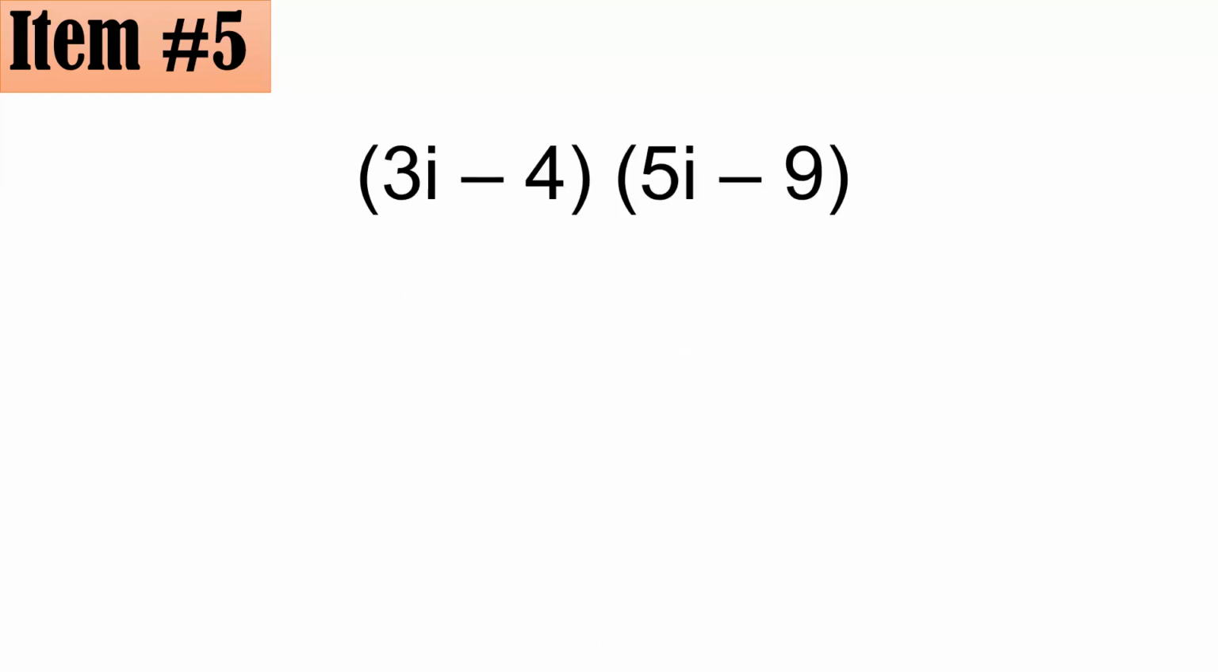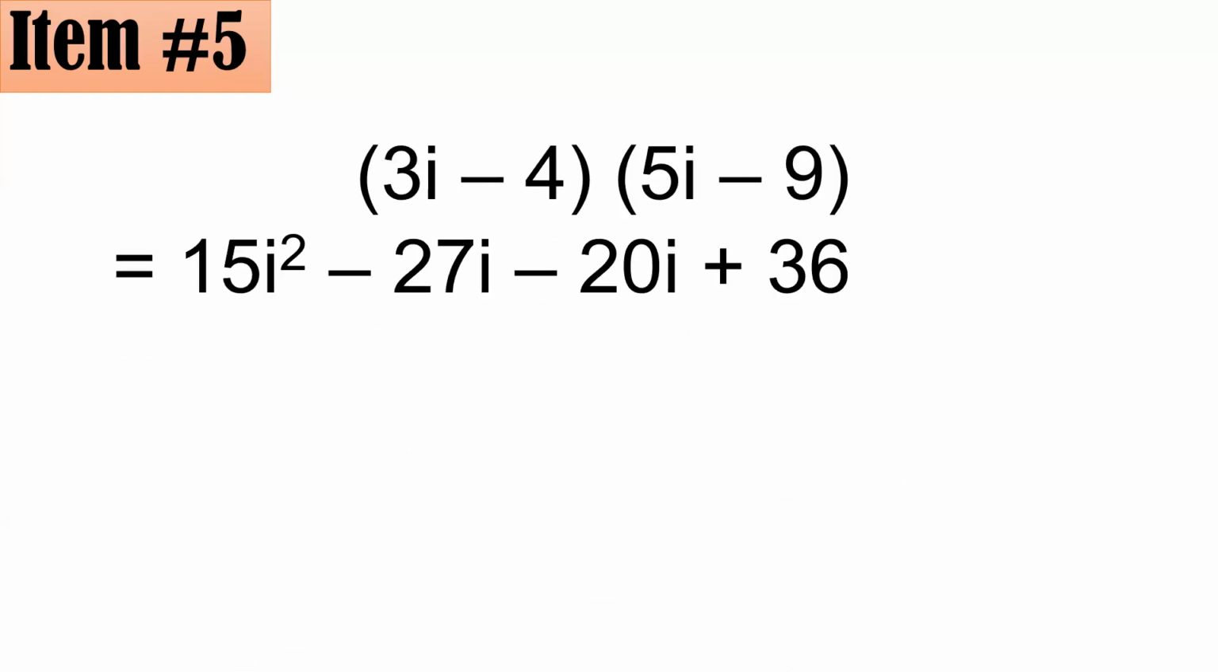Okay, letter D. Now, we will utilize the distributive property of equality. So from here, 3i times 5i will be 15i squared. 3i times negative 9 will be negative 27i, or minus 27i. Negative 4 times 5i is minus 20i. And negative 4 times negative 9 is plus 36.